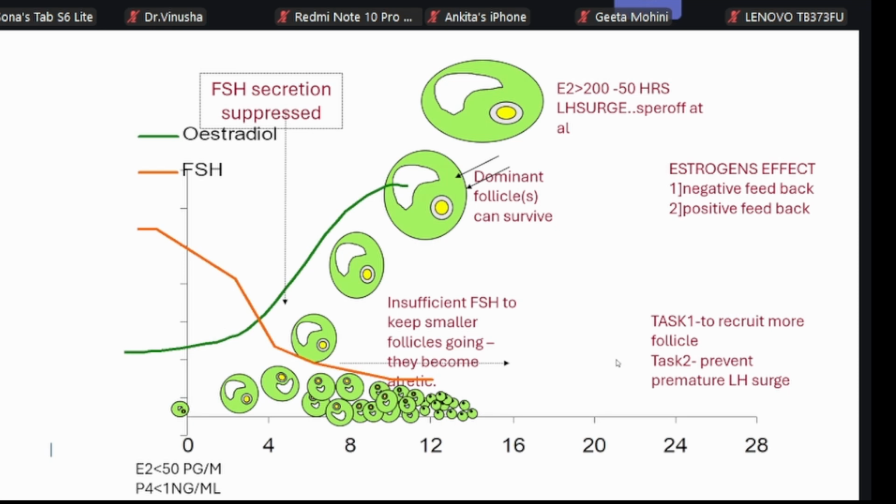This is why the LH surge happens with high estrogen levels. Our task in IVF is to control this premature LH surge. So two things: we have to recruit multiple follicles, and at the same time, we have to prevent this premature LH surge from occurring.